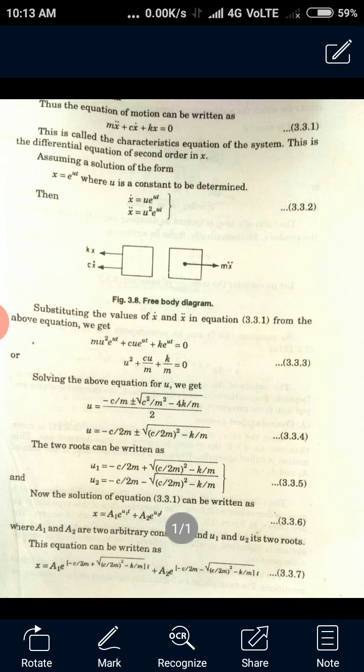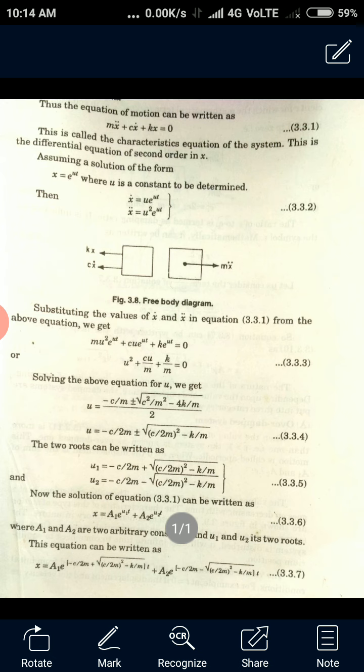So assuming a solution of the form x equal to e raised to ut, where u is a constant to be determined. Now we need to differentiate this x twice, once for x dot and once for x double dot with respect to time, and substitute the values in equation 3.3.1. Differentiating the first time, we get x dot equal to u e raised to ut, that is, displacement to velocity. Again differentiate velocity to acceleration: x double dot equal to u square e raised to ut. That is equation 3.3.2.